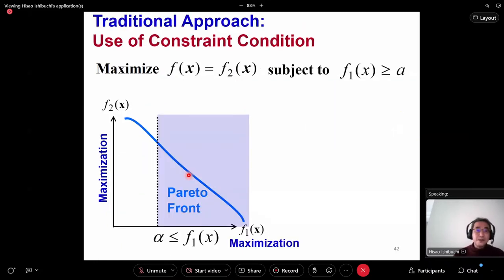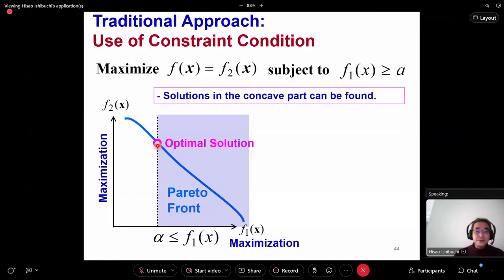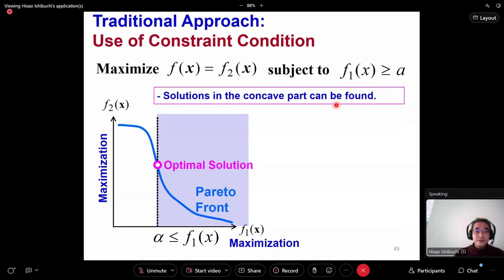Of course, we have some other approaches. One is the use of a constraint condition. For a two-objective problem, we can use a constraint condition for one objective, and we can use the other objective as the objective function to be maximized. The constant is alpha here. If alpha is this one, the feasible region is this shaded region. This blue region is the feasible region. And based on this feasible region, to maximize F2 means that we have this optimal solution. So we can obtain a solution around the center. This is nice. So a solution in the concave part can be found using a constraint condition-based method, like this one.